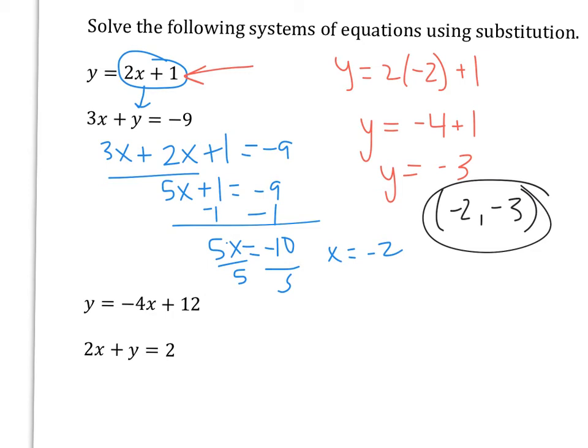And I could check my work if I wanted to, and I could go ahead and plug in -2 for x and -3 for y into both of these equations, and it will hold true, and they will work out because they are a solution.